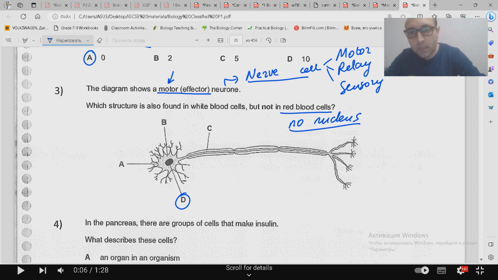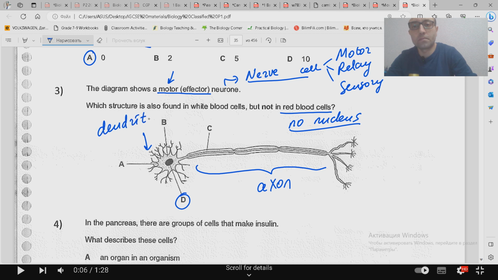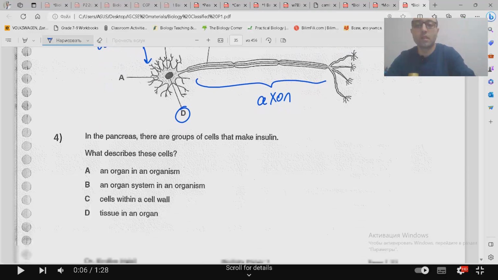A looks like just the cell membrane. C is myelin. It's created by the Schwann cells. And B shows that it's the cytoplasm. And one extra piece of information, this long structure of the neuron is known as the axon. These smaller branches are known as dendrites.